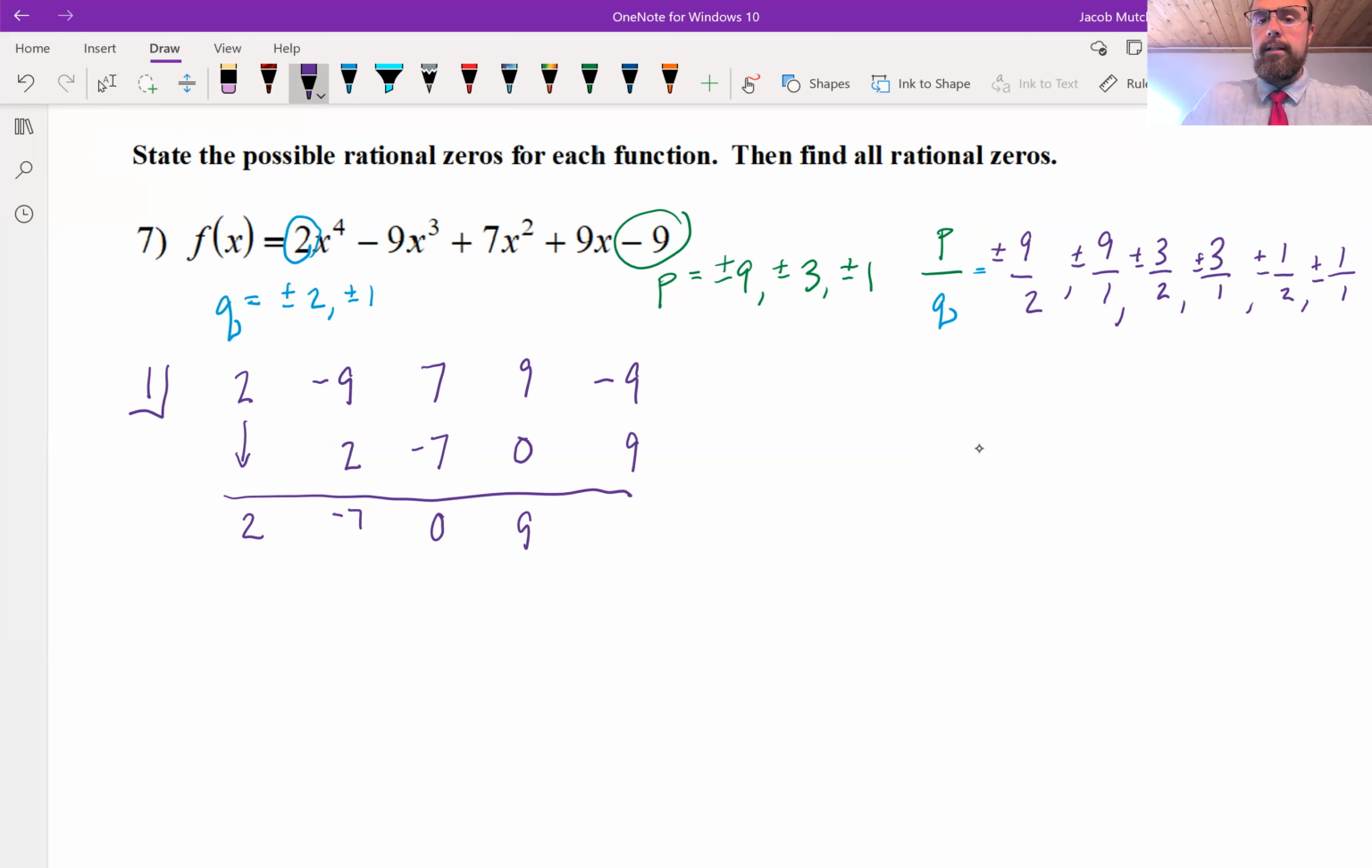So we got lucky in this case. It did reduce down to a 0 remainder. And I found one of my rational roots. So I'm going to record it here. The root that I found is 1.